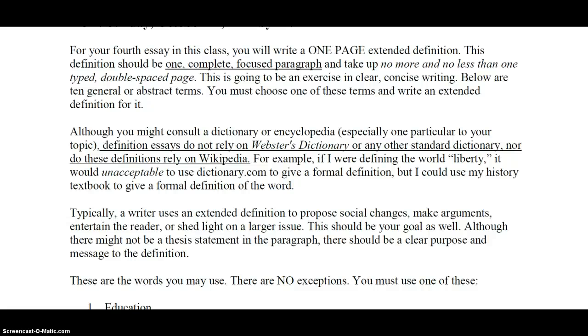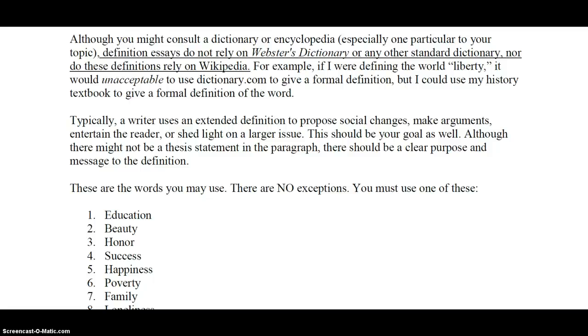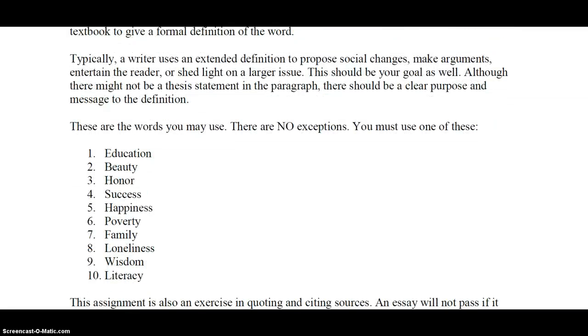But I wanted to give you a little bit more purpose before we talk about that. Typically, a writer uses an extended definition to propose social changes, make arguments, entertain the reader, or shed light on a larger issue. This should be your goal as well. Although there might not be a thesis statement in the paragraph, there should be a clear purpose and message to the definition. This is where I was talking about in the first video that even though you're doing an extended definition, that doesn't mean that you're going to be able to define it every way that everyone defines it. You're looking for your angle and your purpose in defining the word.